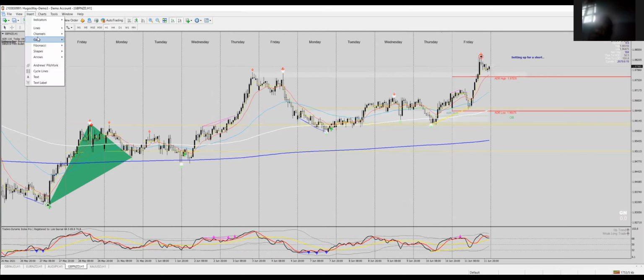Okay, I went to my indicator, excuse me, the insert. I went to shapes. I have mine gray. So literally what you would do is you would just mark the area, right? You would mark it. The reason why this one is marked, I marked this morning, is because price came up here.